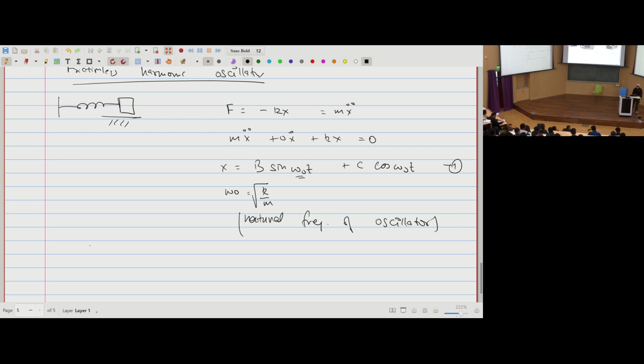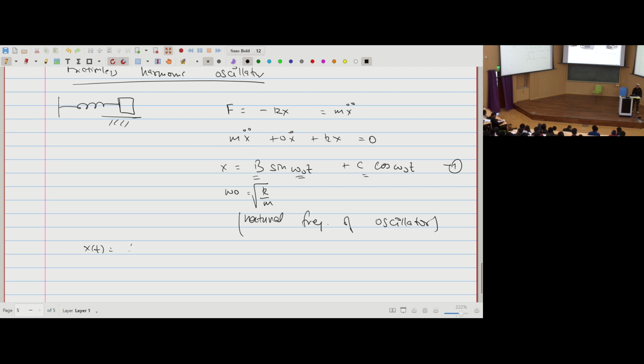There is another way we write the solution. X is a function of time. Remember, there are two constants of integration here. Omega naught is not a constant of integration; it's just an expression in terms of k by m. B and C are constants of integration because it's a second order ODE. So that should give us two constants of integration. These are B and C.